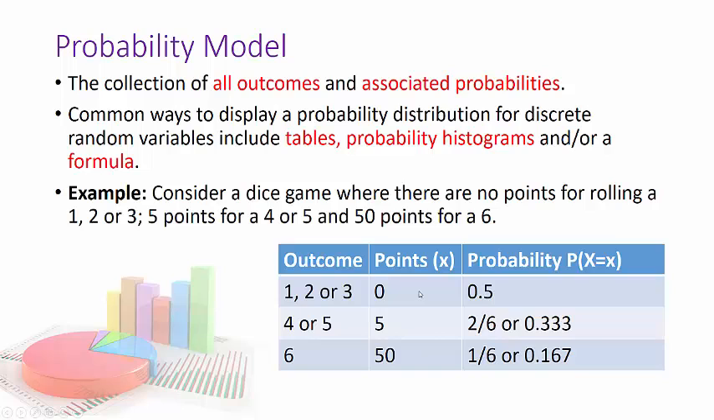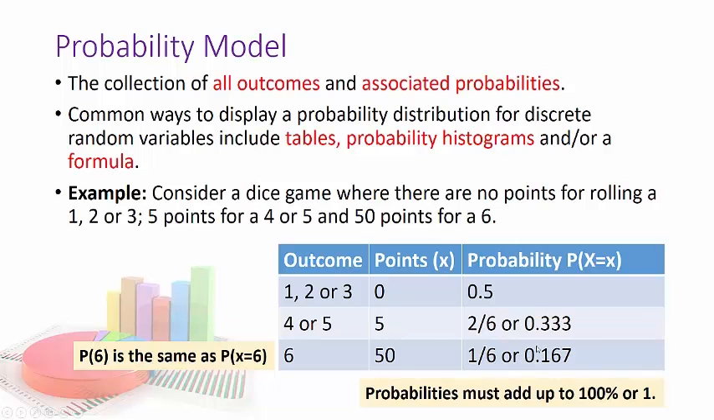So I can either get 0 points, and that'll happen about half the time. I'll get 5 points 2 out of 6 times, or about a third of the time. I'll get 50 points 1 out of 6 times, or about 0.167. Now, notice that the probability of 6 is basically the same as probability of x equals 6, so you might see either notation. One other thing is that these probabilities must add up to 1, or there's something broken in your model. So this is one probability model here.